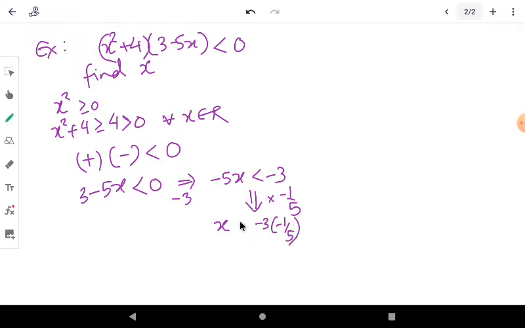Now what would be the sign? Will it be less than or greater than? Yes, after multiplying by a negative number, the sign gets reversed. So the answer is x greater than 3 by 5. So this is the concept of sign that we use, okay, guys.